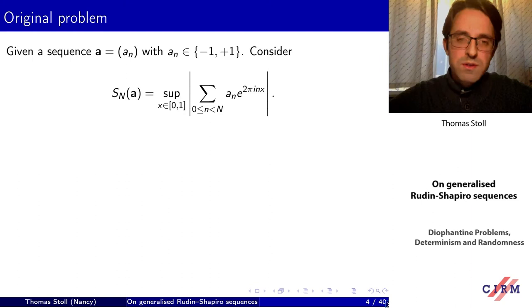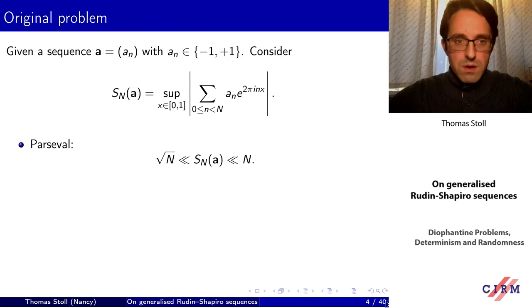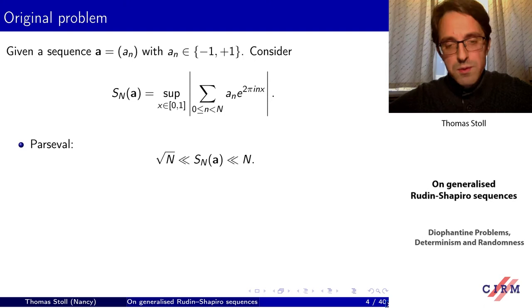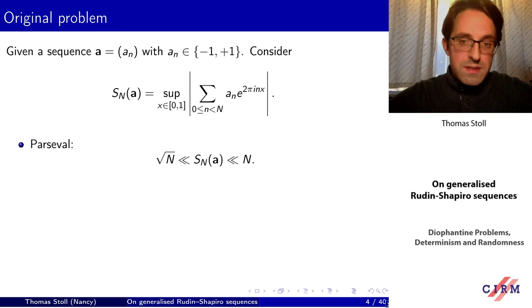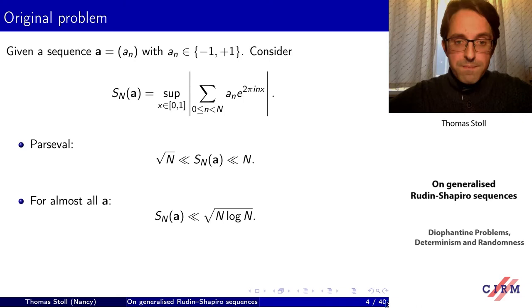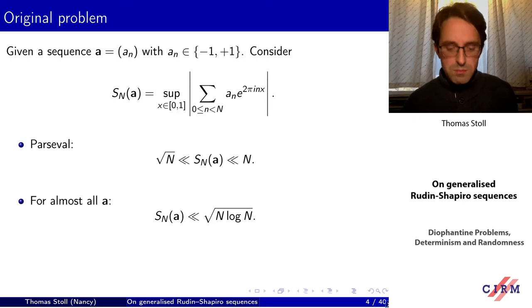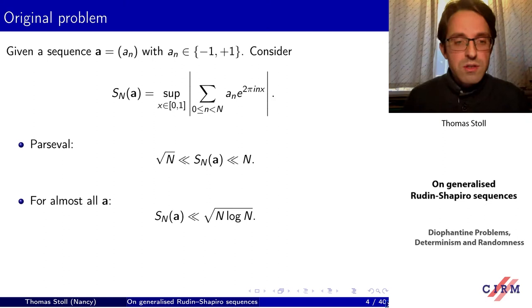From Parseval, you directly get that the quadratic norm equals the square root of N, and if you take the supremum norm, you get the lower bound of square root N, and the trivial bound is capital N. So the problem is, how close can you get to square root of N? There is a result which goes back to Salem and Zygmund from the 50s, where they proved that for almost all A, in terms of measure, you are close to square root N up to a factor of square root log N.